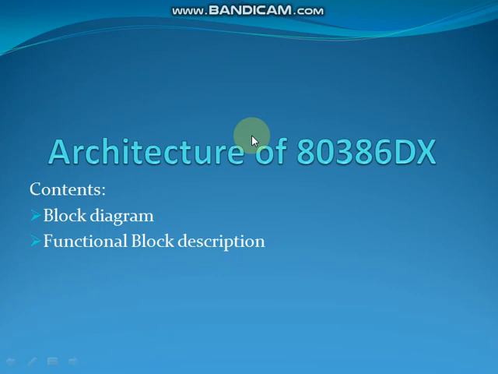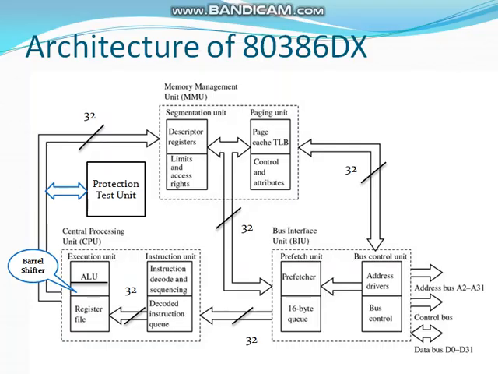In this lecture we are going to discuss the architecture of 80386. Here we mention it as DX. By default, whenever we say 80386, it is a DX. There is a difference between the DX and SX in that DX supports the double word formatting and SX supports the single word formatting. That's why the SX series is compatible with the 8086.